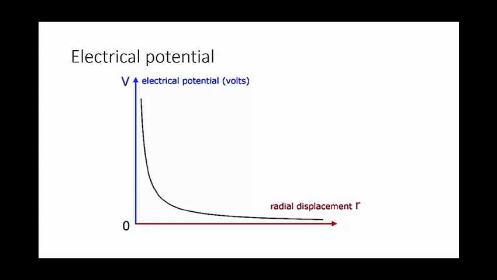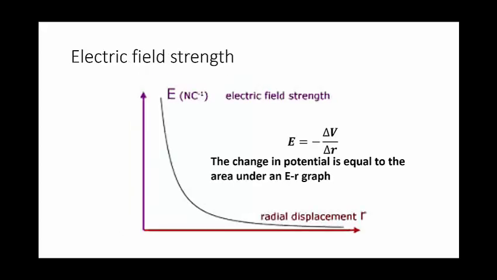Okay, so the graph of V against R, you need to be able to draw this, and it's fairly straightforward. It's a 1 on R relationship. Note that it's positive, so we're assuming it's around a positive charge. Then if we have a look at the graph of electric field strength against R, same deal, you have to be able to draw this 1 on R squared relationship, and you'll note that the change in potential is equal to the area under that E-R graph.